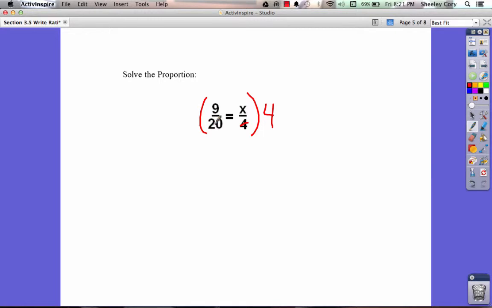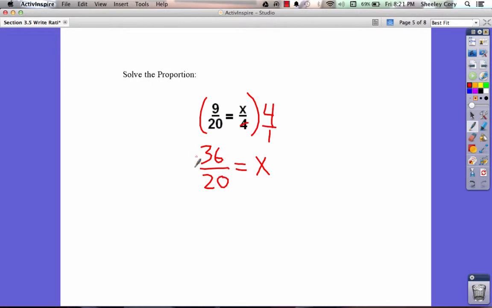And then on this side, we're going to take 4 times 9, which is 36, and 1 times 20, which will end up being 36 over 20, equals, on this side we get x. So all we have to do is cancel out the fraction, and we end up getting x by itself. X is 36 over 20.